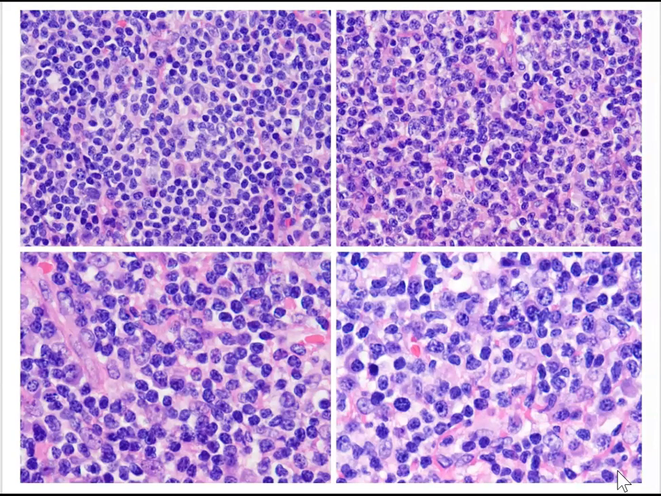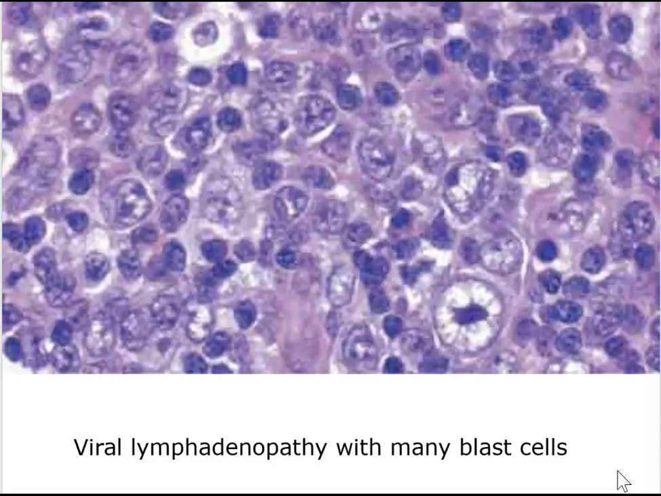At higher magnification, we can see small lymphocytes with condensed chromatin, larger activated lymphoid cells with more open chromatin and prominent nucleoli, including immunoblasts and mature plasma cells. Large cells with prominent nucleoli can be numerous, but once again, notice the spectrum of small lymphocytes, larger lymphocytes with more open chromatin, and immunoblasts.